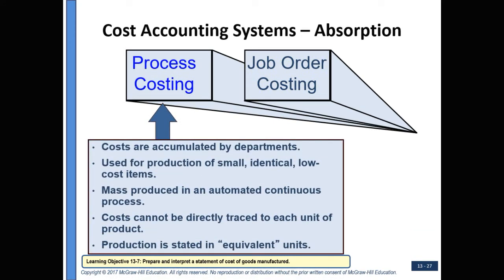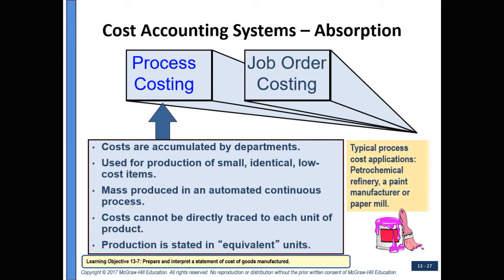Process costing is where costs are accumulated by departments. Process costing is used for production of small, identical, low-cost items, which are mass-produced in an automated continuous process. The cost cannot be directly traced to each specific unit of product easily, and production is stated in equivalent units. Typical process cost applications are petrochemical refineries, paint manufacturers, paper mills, anything that is created in mass production.